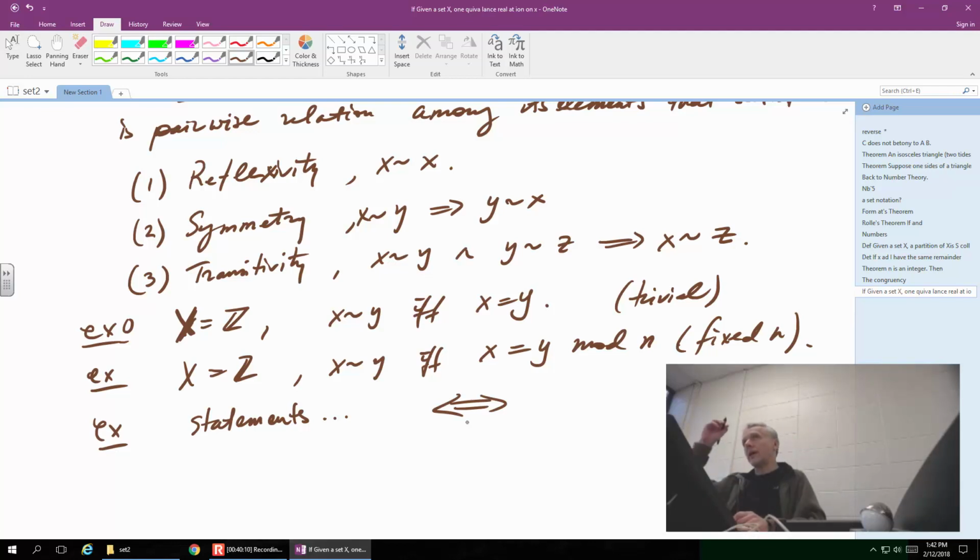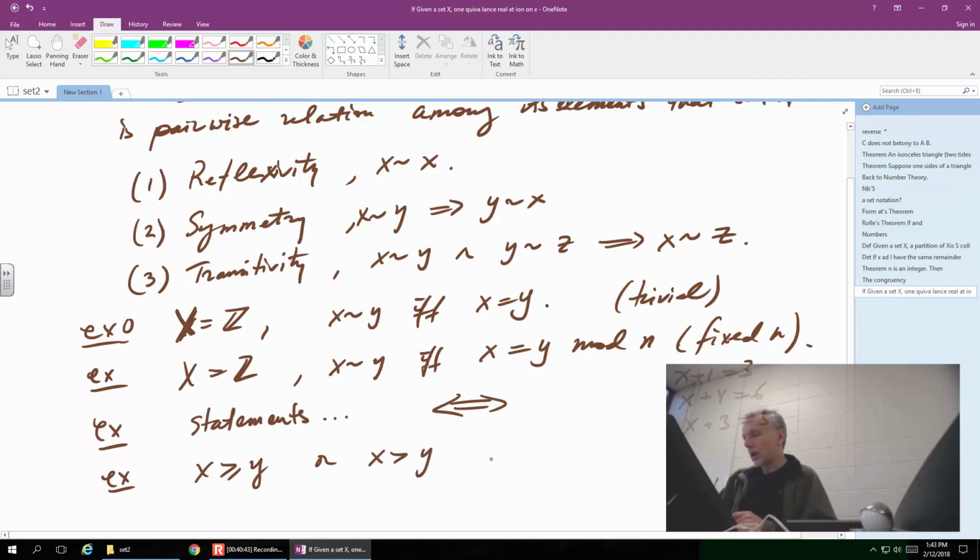We did this every time we did algebra or computation, say x plus 1 is equal to 3, x plus 4 is equal to 6, x plus 3 is equal to 5. Every time you do something, all of these statements are equivalent, so your starting point and ending point are equivalent, and you can even forget what's in between. And a non-example, once again: x larger than or equal to y, or vice versa, or x larger than y, is not an equivalence relation.